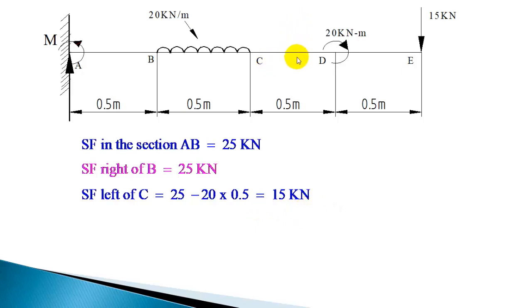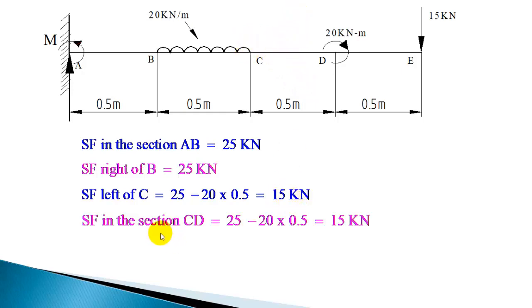And let us take the section CD. Section CD, when you move from left of C to section CD, there is no change in shear force because no load is added. So shear force will remain same, 15. So section CD, 25 minus 20 into 0.5, same load, 15 kilonewton. Shear force is same, 15 kilonewton.